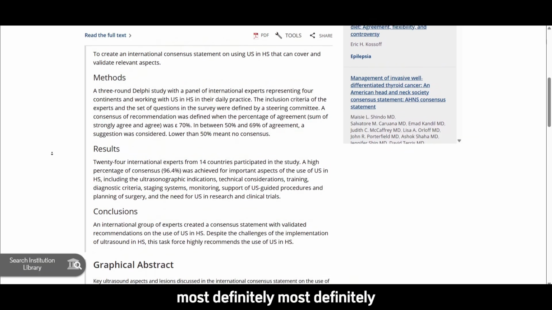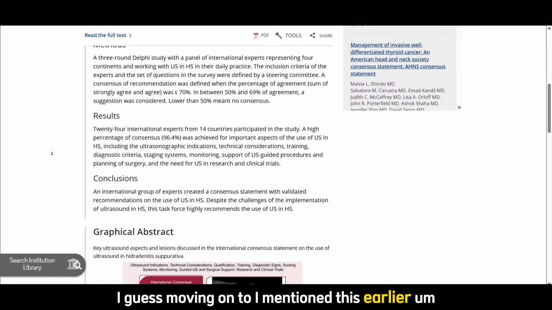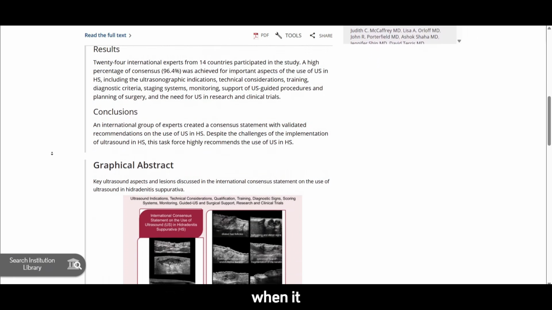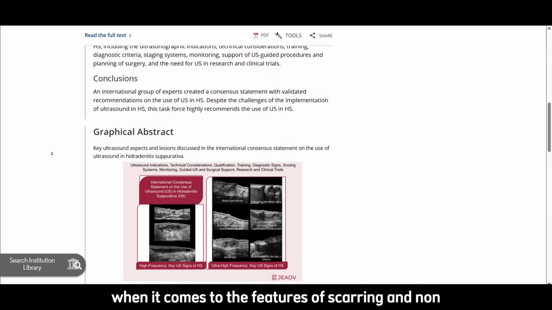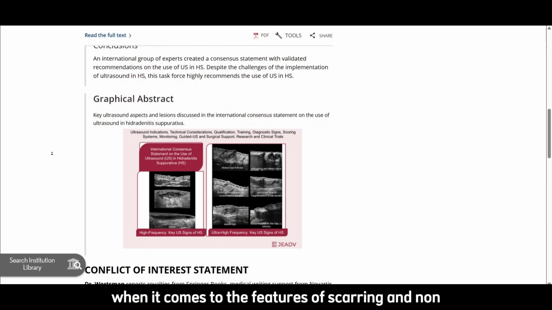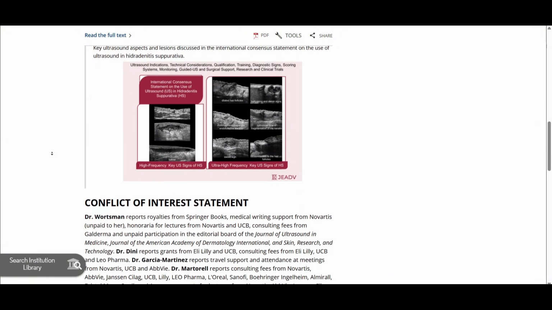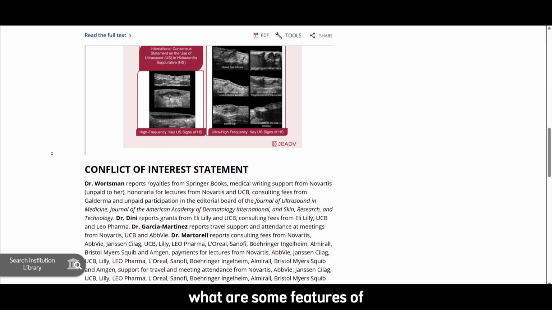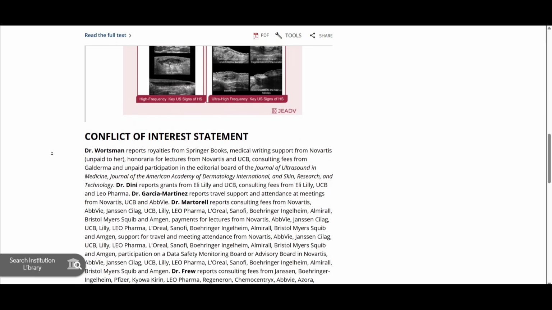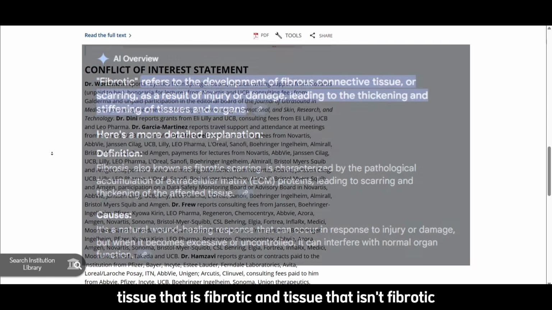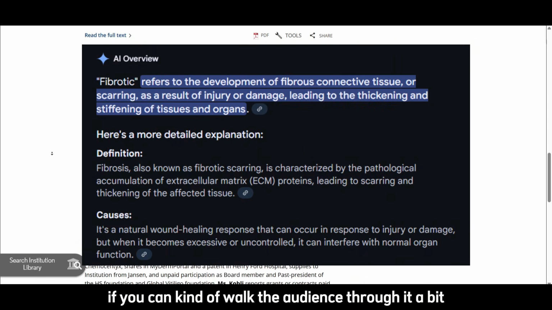Most definitely. I guess moving on to, I mentioned this earlier, when it comes to the features of scarring and non-scarring or non-fibrotic tissue, what are some features of tissue that is fibrotic and tissue that isn't fibrotic? If you can kind of walk the audience through it a bit.